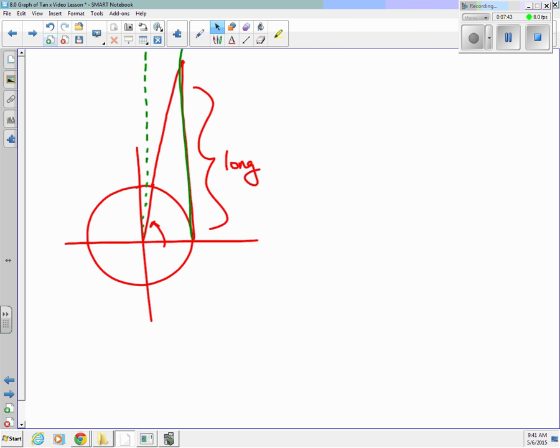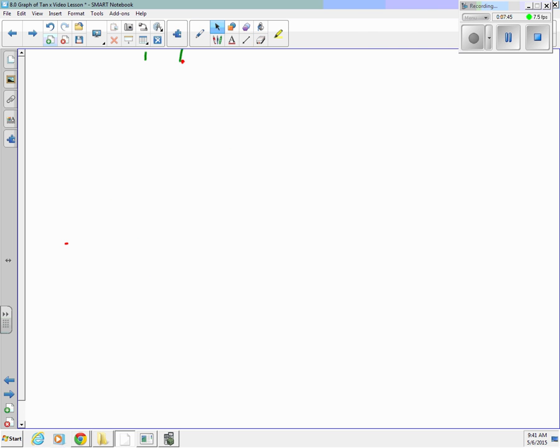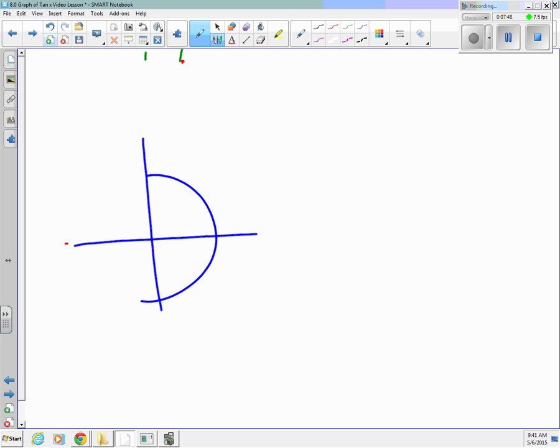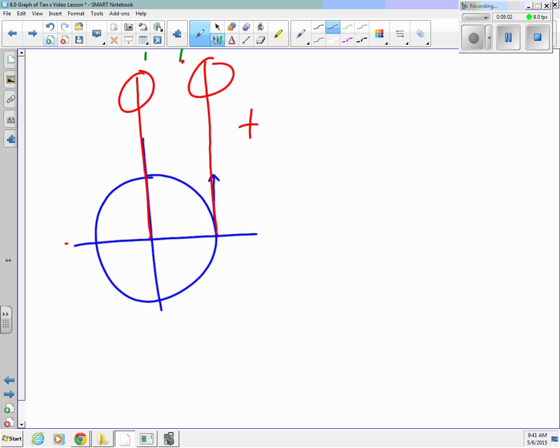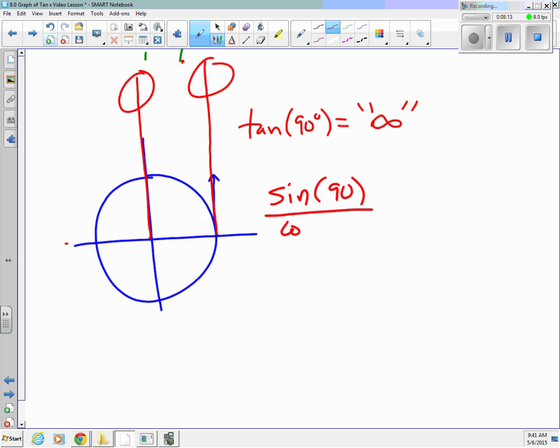So if I am looking at 90 degrees, here's my tangent segment. It's going to go up this way. At 90 degrees, the tangent segment will never meet this ray. So it's almost like saying tangent of 90 degrees is sort of like infinity. If you think about this in terms of sine over cosine, sine of 90 is 1 and cosine of 90 is 0, and that's where we get the undefined bit, that the tangent of 90 is undefined.